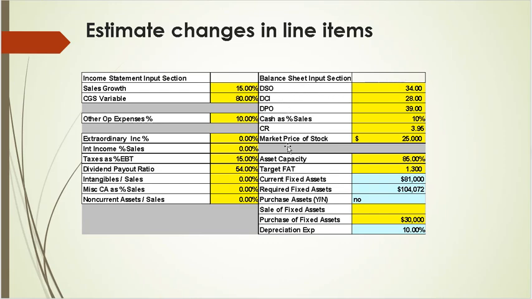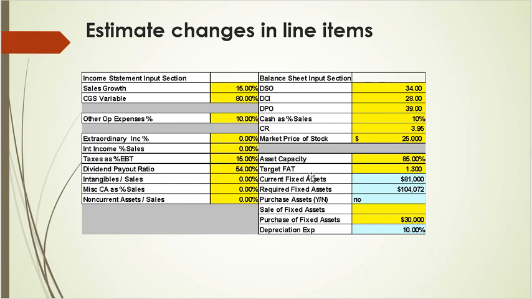On the balance sheet side, we need to know about some financial ratios. Tell me something about days sales outstanding. That's accounts receivable. Days carry inventory. Days payable outstanding. These are ratios that I can get when I'm analyzing my company's financial statements. What is the company's average cash as a percentage of sales? What is the current ratio? Again, another ratio that we can gather. What's the current market price of the stock?